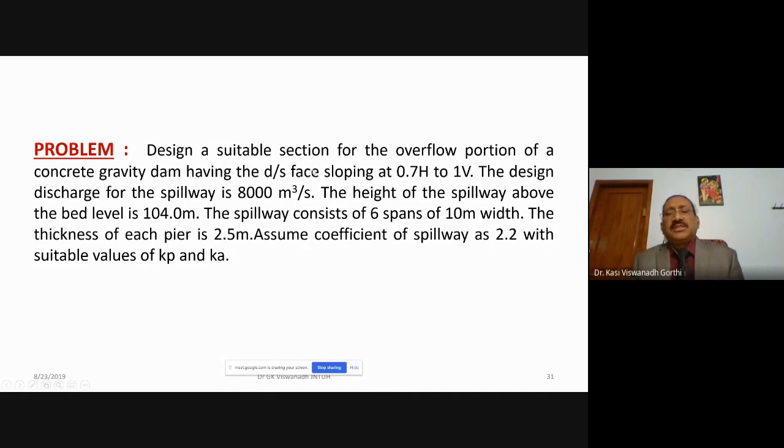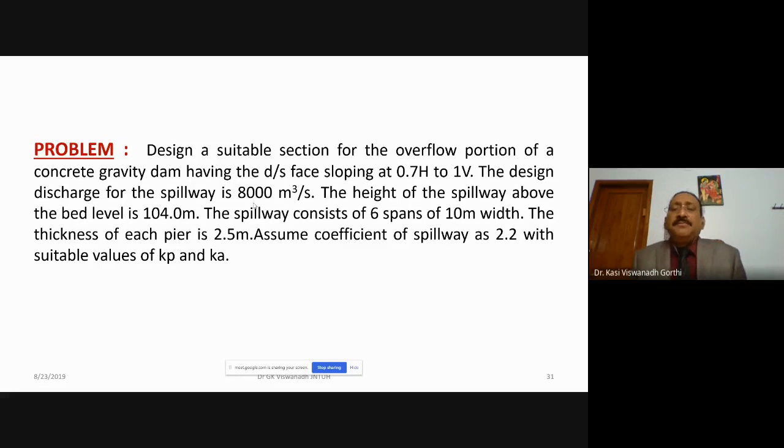Design a suitable section for the flow portion of a concrete gravity dam having the downstream face sloping at 0.7 horizontal to 1 vertical. The design discharge for the spillway is 8,000 cubic meters per second. You can imagine how much water is to be discharged by this spillway to the downstream portion. 8,000 cubic meters in 1 second. 1 cubic meter is 1,000 liters. So 8,000,000 liters of water in 1 second has to be discharged. That's how huge an amount of flood flow comes into the reservoirs.